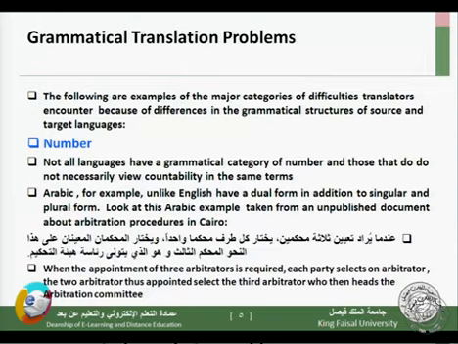This is just an example about the importance of numbers in translation. So you need to be careful.